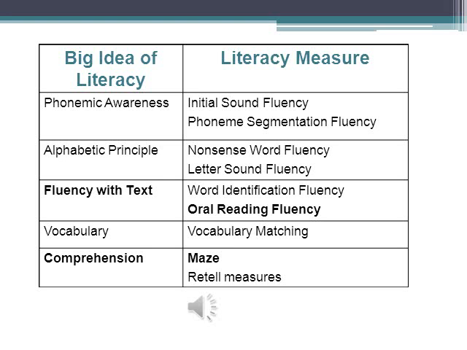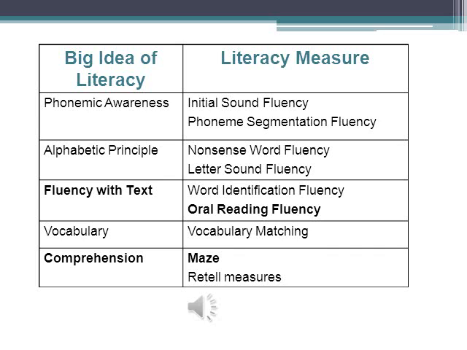So just as an organizer for this week and then also a preview for next week, here we have our big ideas of literacy and then also our measures. So we talk about phonemic awareness. Next week we'll look at measures of initial sound fluency and phoneme segmentation fluency. For the alphabetic principle, next week we'll learn about measures including nonsense word fluency and letter sound fluency. This week we will focus on the fluency with text, the oral reading fluency, which has traditionally, when we talk about reading CBM, that's what people are talking about, oral reading fluency.